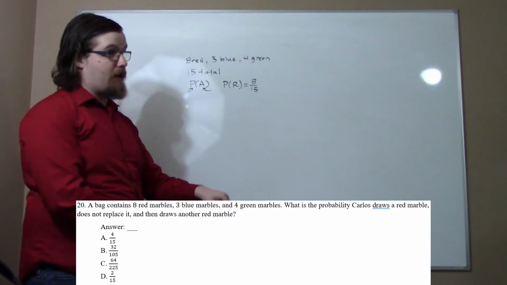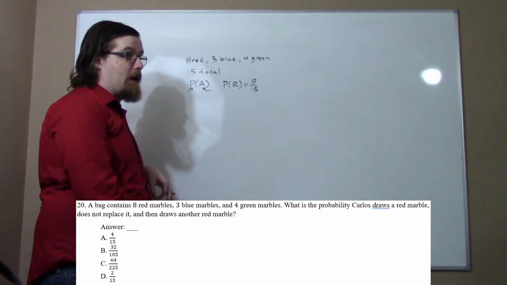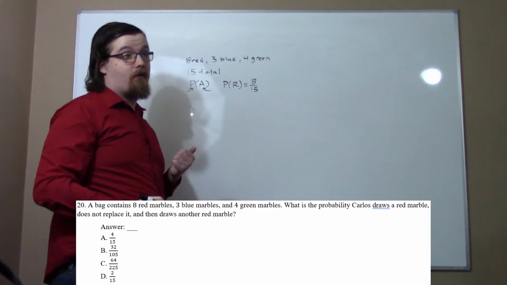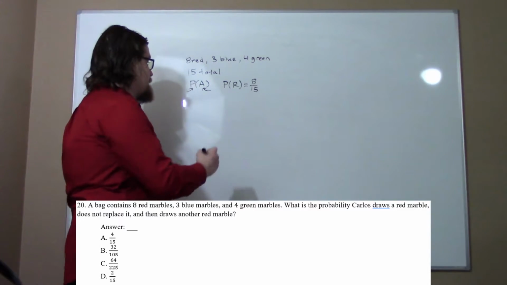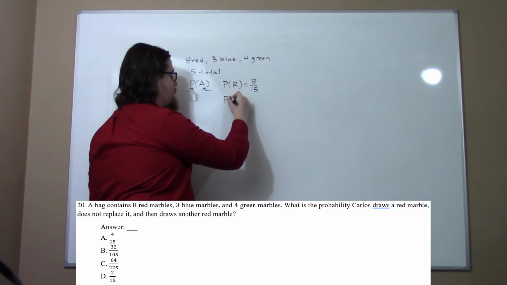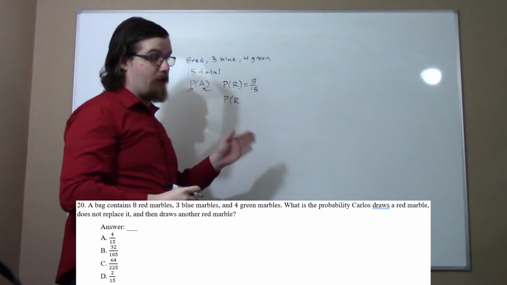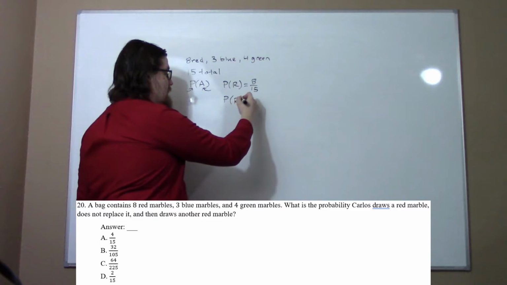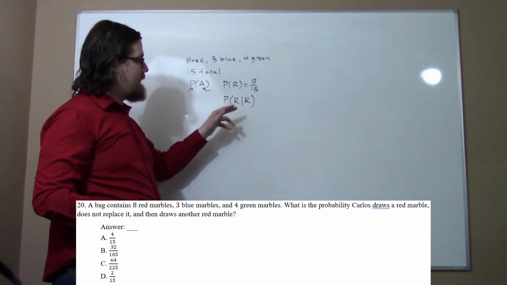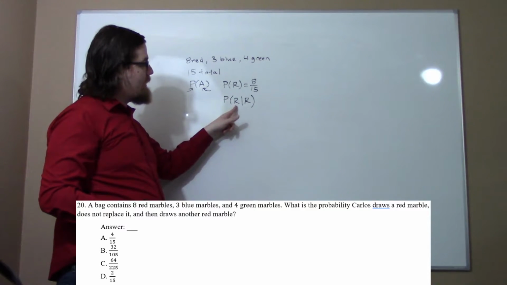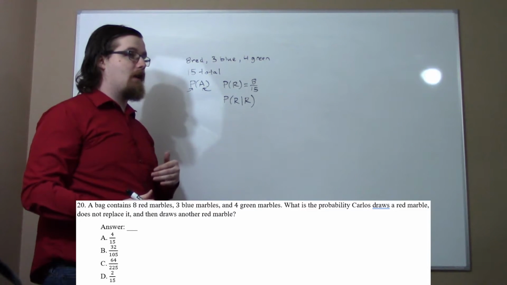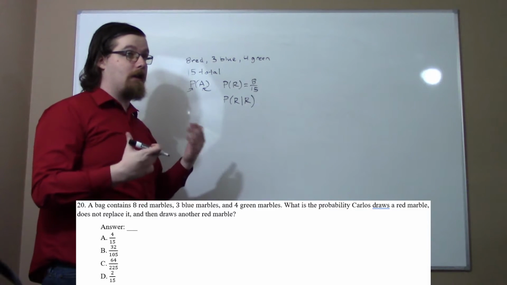Now if we take a red marble and don't put it back, and then we draw another red marble, we want to consider the probability of red given that we have already drawn a red and did not replace it. In that case, we write P(red, then instead of just closing the parentheses, we write a bar with red written again. This indicates that we're drawing a red given that we have already drawn a red. This little line can be thought of as the word given.